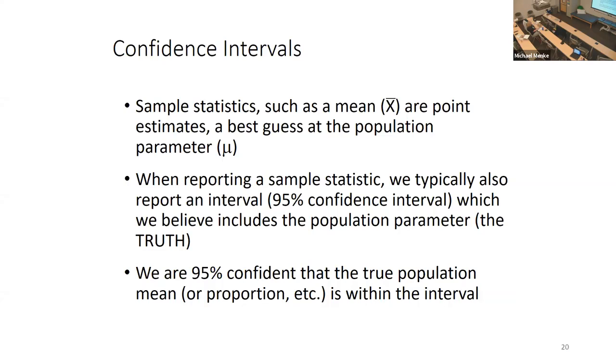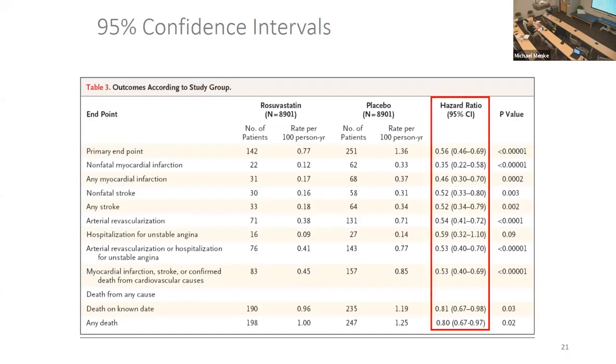So what a 95% confidence interval means is that if we drew the same size sample many times over from the same population, in 95% of those cases, the truth, the population parameter, would fall somewhere within the range of that confidence interval. And we use them for everything: means, proportions, effect sizes of all sorts. And they look like this.